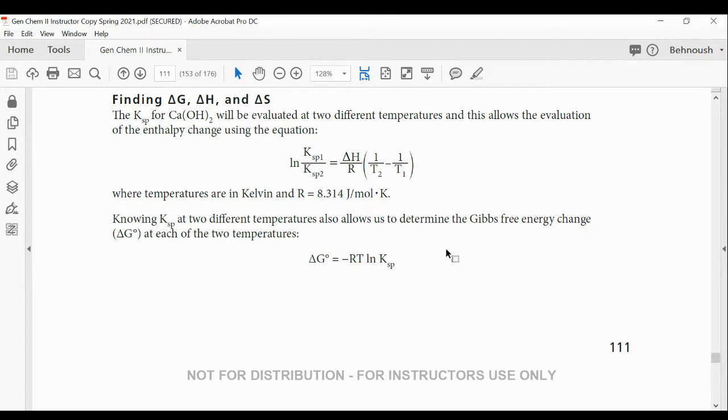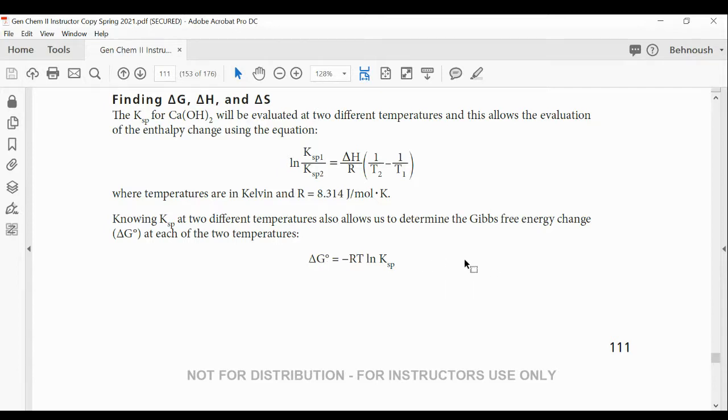The only reason I said you have to be concerned about the temperature here is because the Ksp has to correspond to the temperature at which you calculate. So you could use either one, at the high temperature or low temperature. You can use the delta G value.